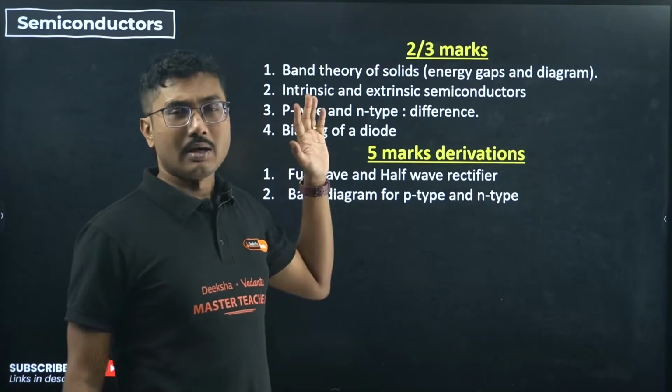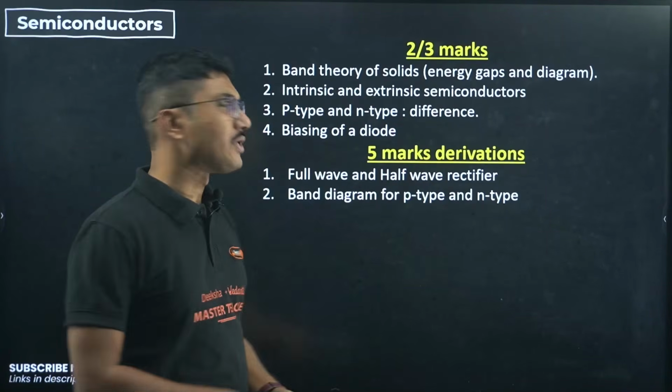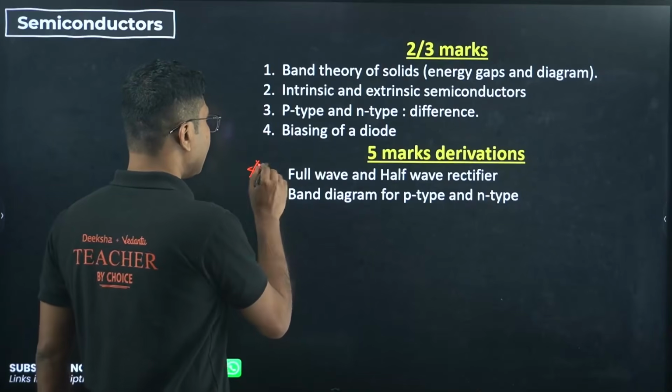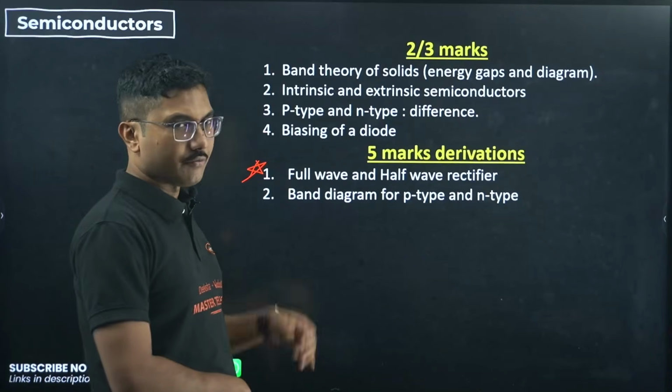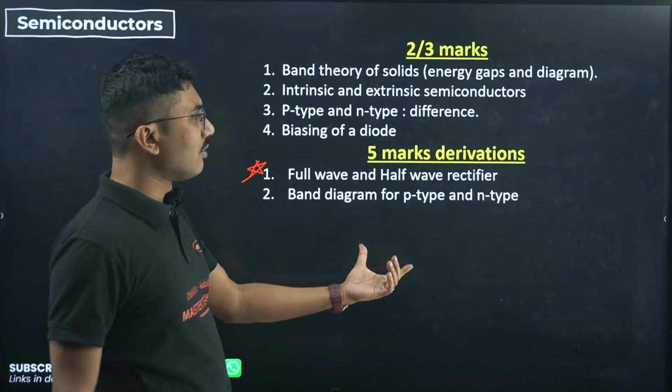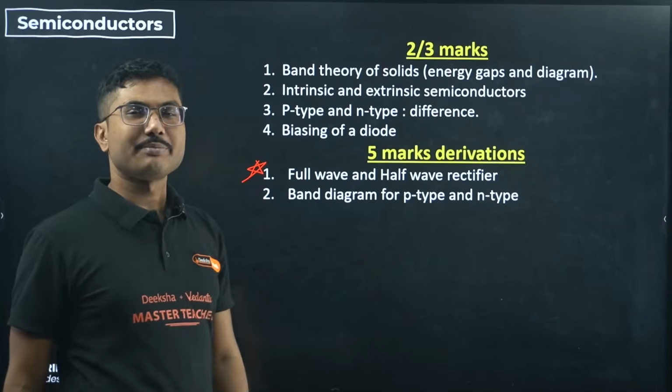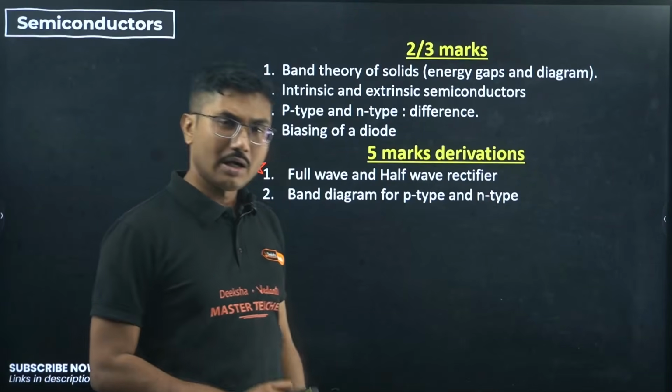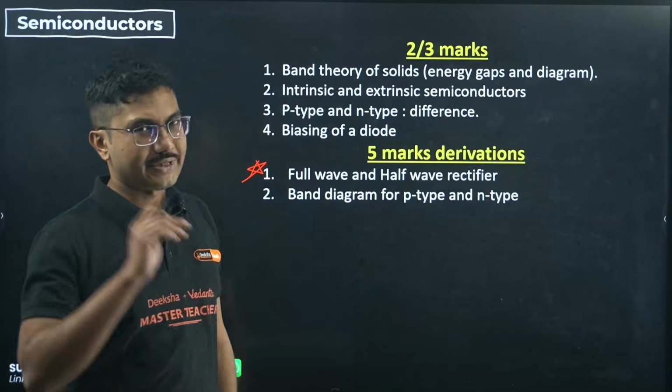In the derivation section, full wave and half wave rectifiers are the most asked questions in the history of the PU board, so you should obviously not skip those. And band diagram for P-type and N-type and their differences might be asked as a 2+3 marker question, so you can practice those questions as well.